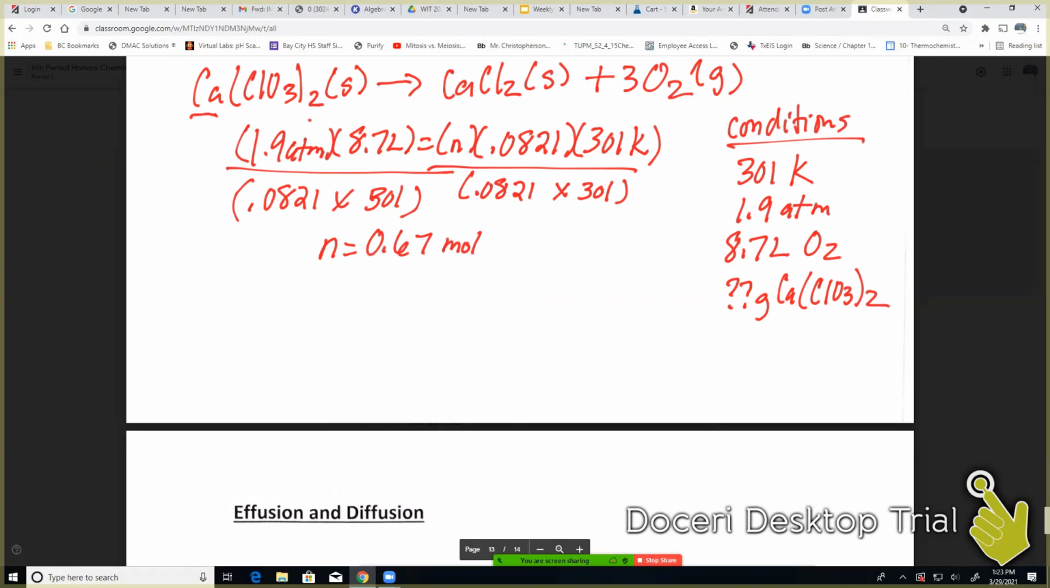Now, that's moles of oxygen. So now I'm going to go from moles, and I want to get to grams of this calcium chlorate. So it's a mole to gram problem. So that's going to be 3 steps.